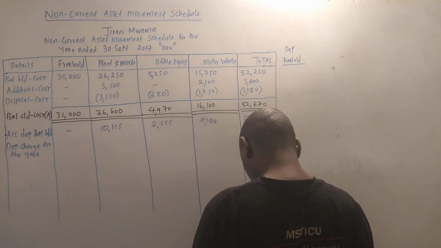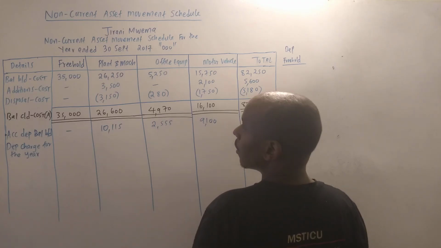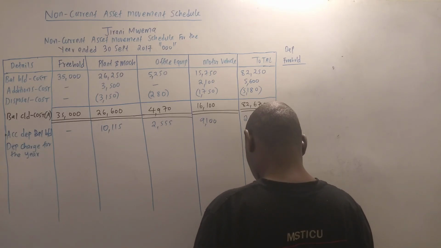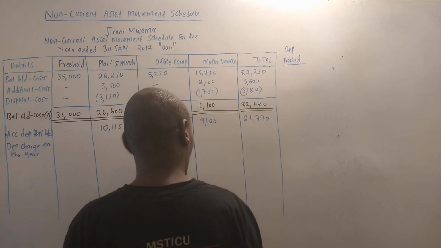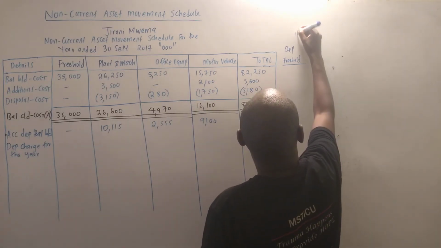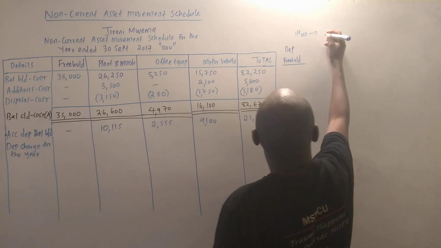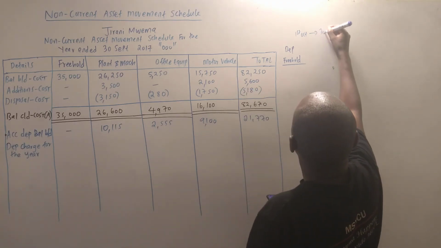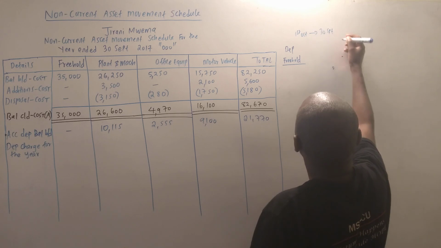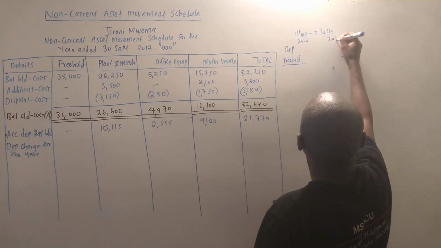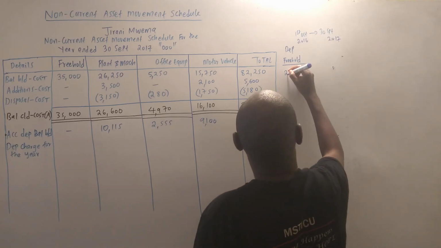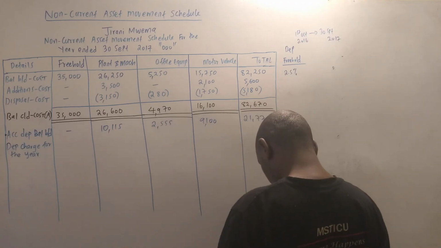Now freehold, they said on 1st October 2016. And when does the year start? October, it ends in September. So the year starts on 1st October and ends on 30th September. So here it is 2016, but it will be 2017. Now 2.5. So is it reducing balance or straight line?